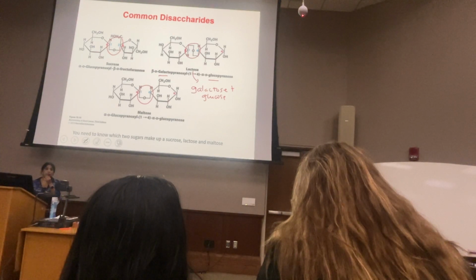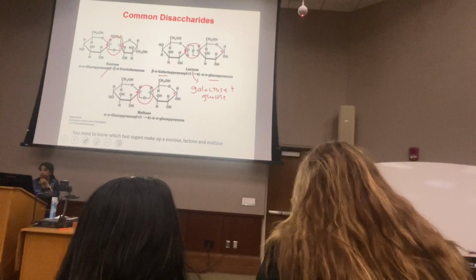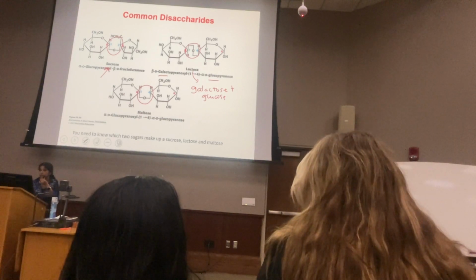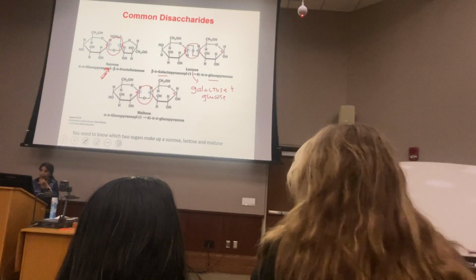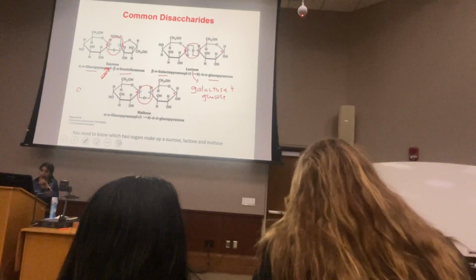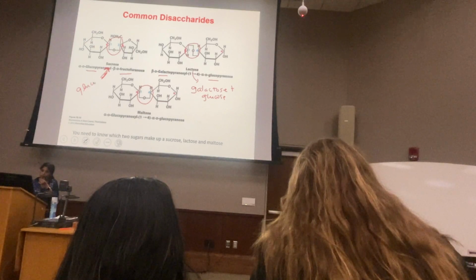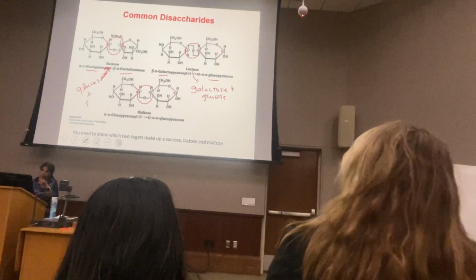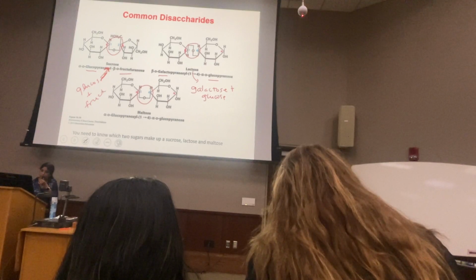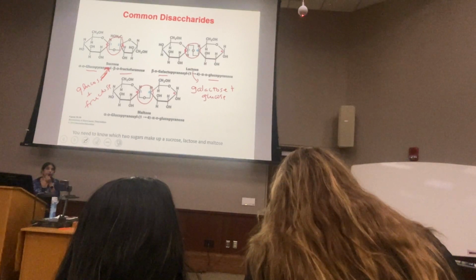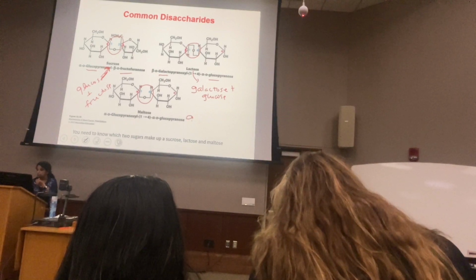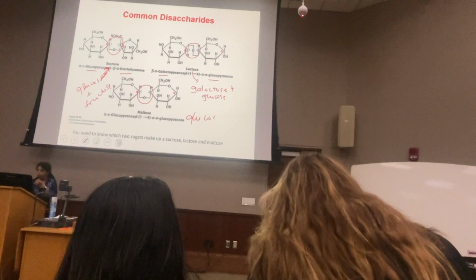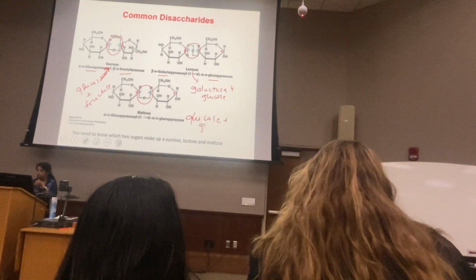Sucrose, you can break. That's your table sugar. You put it in your milk or coffee, and it breaks down into glucose and fructose. Okay. Maltose is glucose plus glucose. Two glucose joined together.